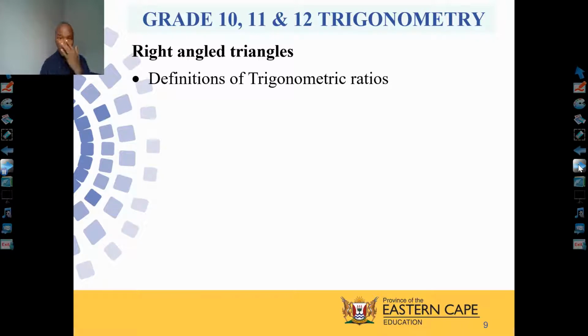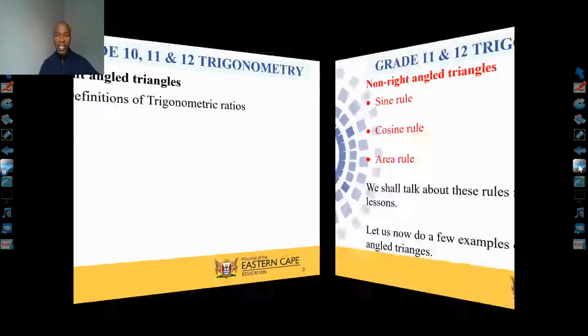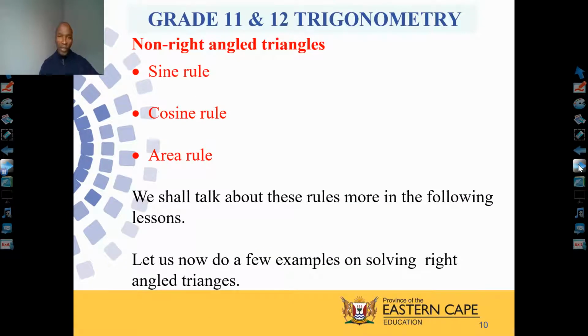Right. Now, if we continue there, we need to do examples of this. But before we do examples, I would like us to briefly talk about the non-right-angled triangles, which we are not going to get into details in this lesson. We are going to talk about them in our next lessons. In a non-right-angled triangle, we are going to use the sine rule, the cosine rule, as well as the area rule. But for this lesson, we are going to talk about right-angled triangles.